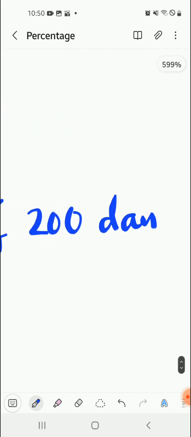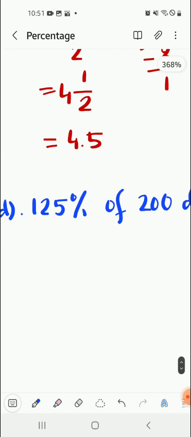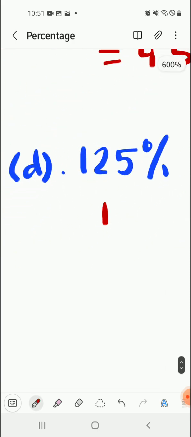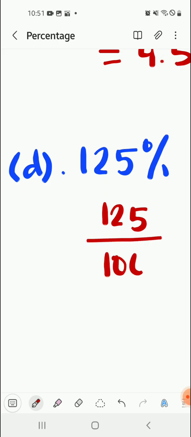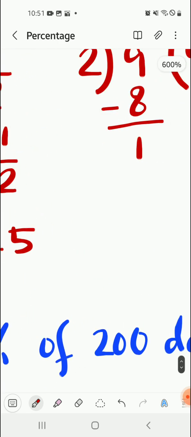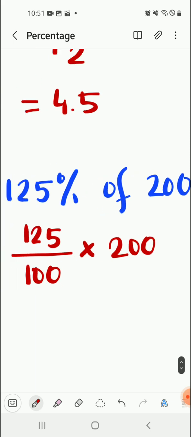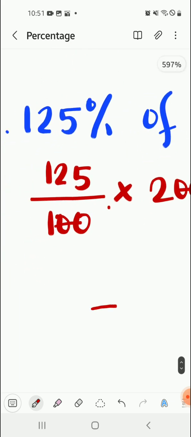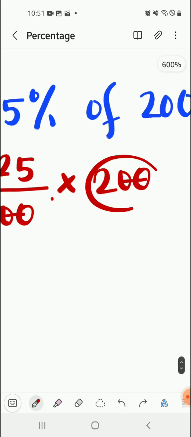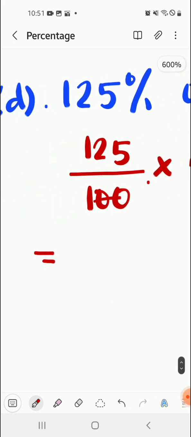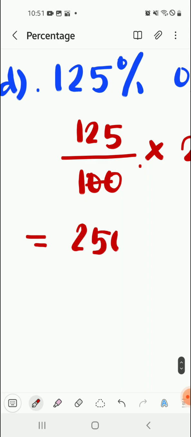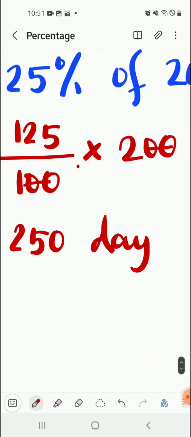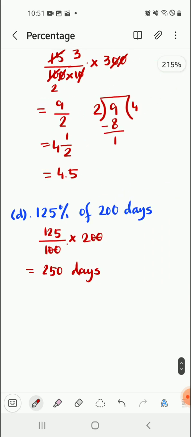Which means my answer will be somewhere in days, right? So once again, 125% is written as 125 by 100, of is into, and then 200. We'll find the answer in days. Cancel out the zeros. That is, dividing 100 by 100 we get 1, and dividing 200 by 100 we get 2. So 125 into 2 is 250, and the answer will be in days. So we're going to write days here. Always remember, because here it's given in days, we need to find out the percentage in days. So that's why in the answer also we will be writing days.